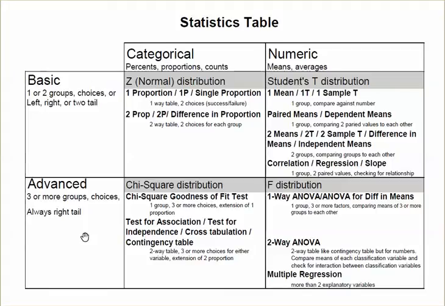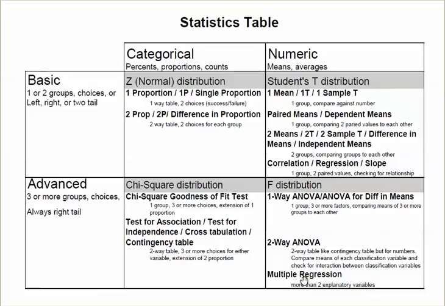Then, for the rest of the semester, we're going to go through the one sample t-test, paired sample, independent means, correlation, regression, and ANOVA. So we're going to move into the numeric. For right now, everything we're doing is categorical. We're then going to move into numeric at the end of the semester. So we'll actually end the semester with ANOVA and multiple regression.